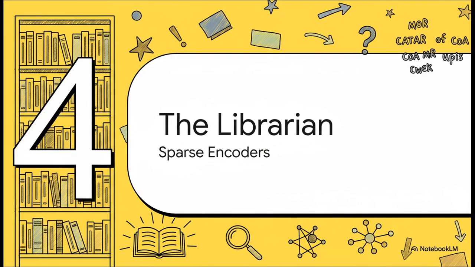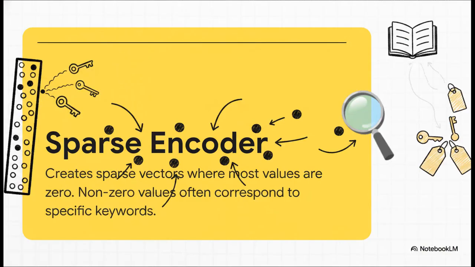There's a third character, one with a completely different playbook. Meet the sparse encoder. We're going to call this one the Librarian. So, what makes the Librarian so different? Well, the Sprinter creates what we call dense vectors, where pretty much every number in that list has a value. But the Librarian creates sparse vectors, where almost all the values are just 0. The few numbers that aren't 0 act like little tags, and they often point directly to important keywords. It's a totally different way of thinking about meaning.